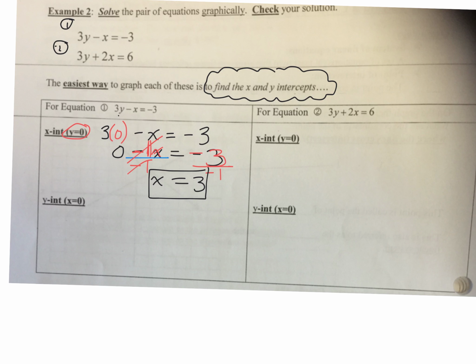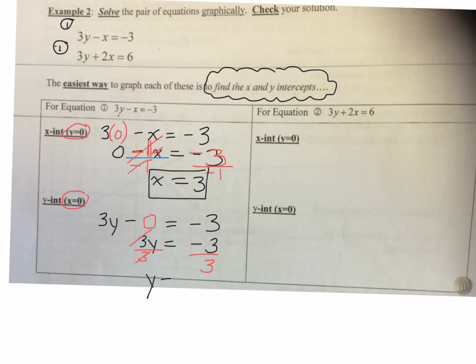Okay, now let's find the y-intercept. To find the y-intercept, we set x equal to 0. So we're going to use the same equation, 3y minus 0 equals -3. What's 3y take away 0? Good. 3y equals -3. What do I need to do to both sides to isolate y? Divide both sides by 3.